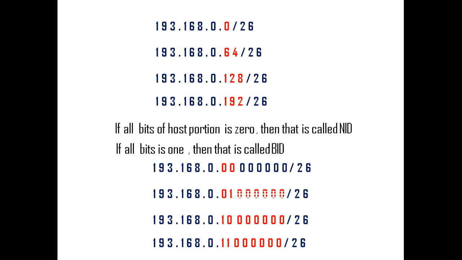See here. Now, 193 is 8 network bits, 168 is 8 network bits, 0 is 8 network bits. Now you have 24 network bits. The remaining red-colored 00 are also network bits. That's why I've written 26 here. So what is the rule here? If all bits of the host portion are 0, see in blue color, you have 6 host bits here. Now you have 4 subnets here, and everywhere you find 000 there.